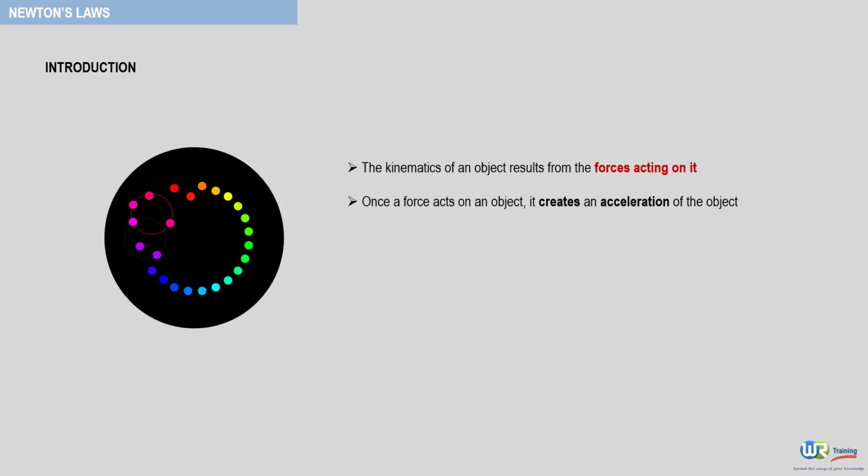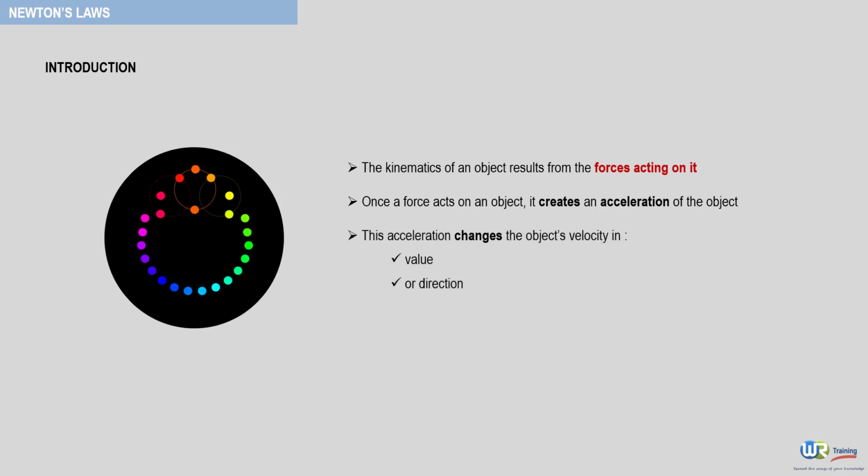Once a force acts on an object, it creates an acceleration of the object. This acceleration changes the object's velocity in value, or in direction, or both. If the changes are limited to just the magnitude of the velocity, the object then changes its position in a nonlinear form, as seen in section 2. However, if the changes are limited to just a uniform change in the direction of the velocity, the object then changes its position, tracing a circular path in what is called uniform circular motion, as seen in section 3.